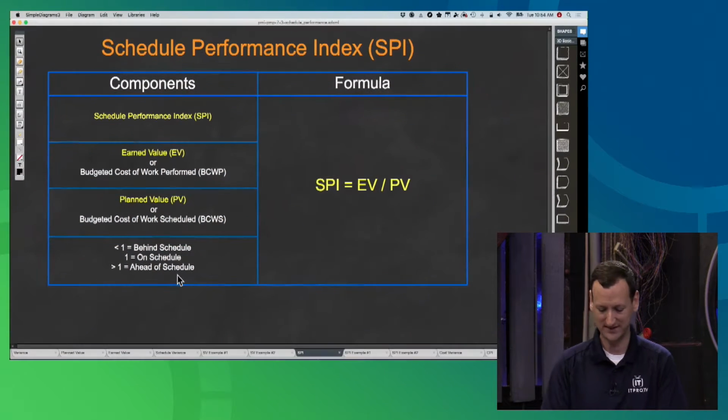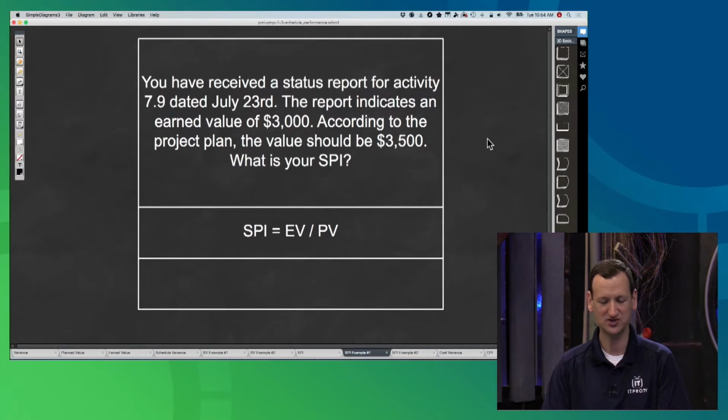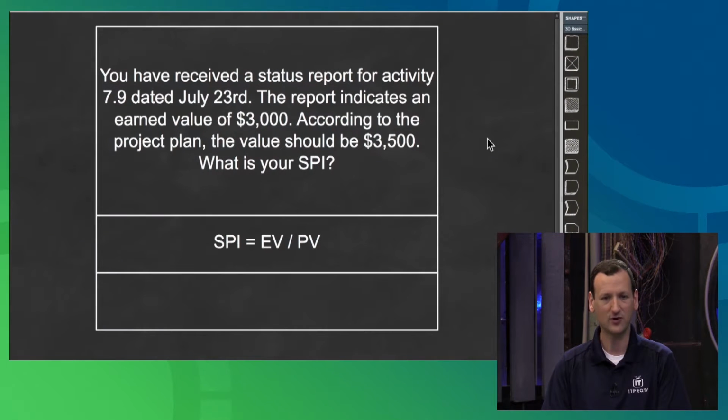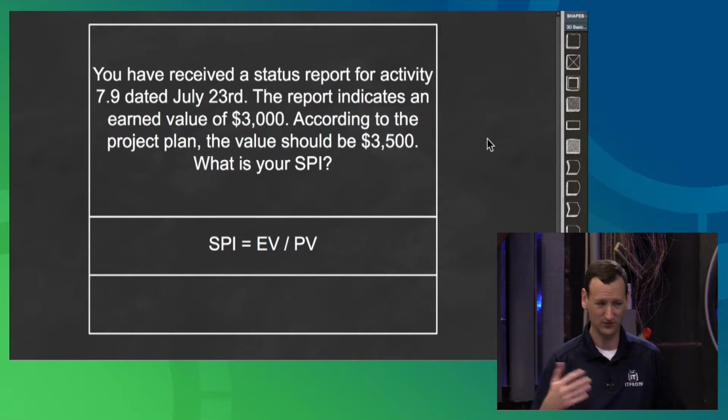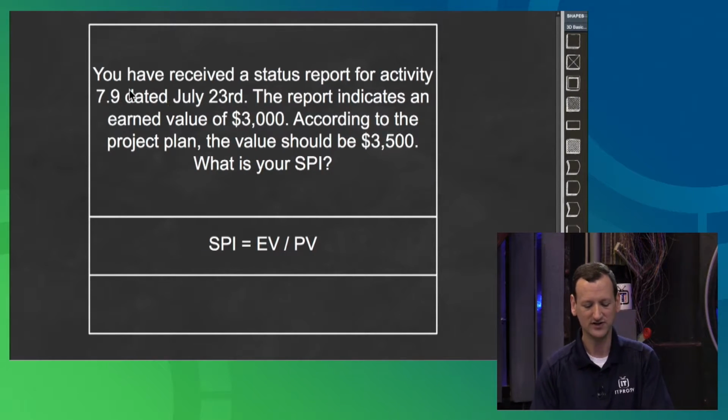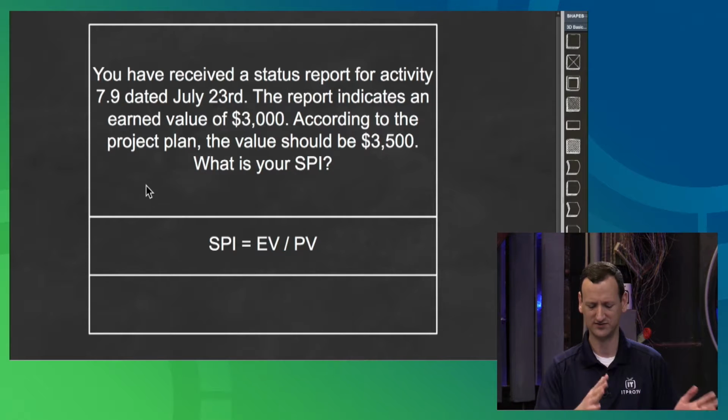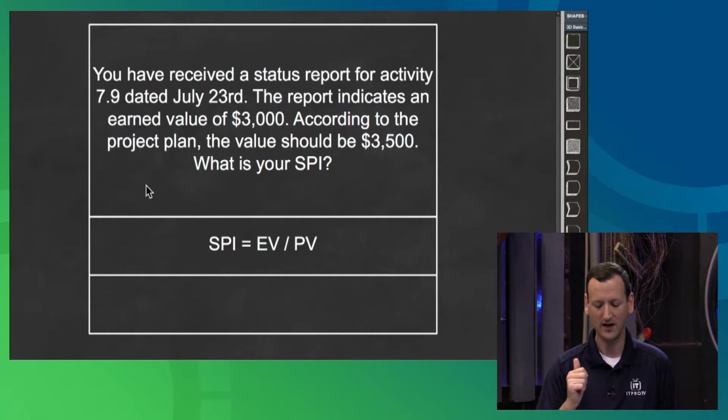So let me show you an example of that. I've got a couple of different examples, actually. SPI here, just your base SPI. They might throw on the exam a question that just gives you the data you need, and you factor it into the formula. We kind of saw that earlier in the show. So here they tell us you have received a status report for activity 7.9 dated July 23rd. The report indicates an earned value of $3,000. According to the project plan, the value should be $3,500. What is your SPI?